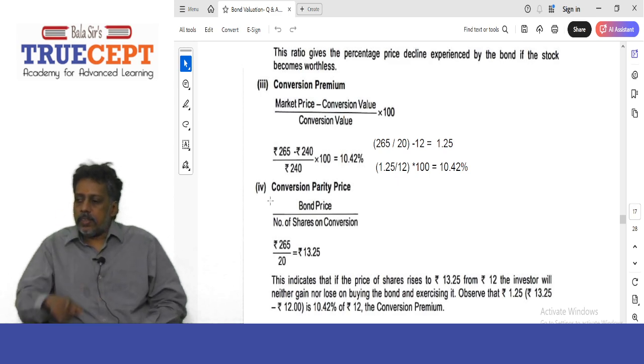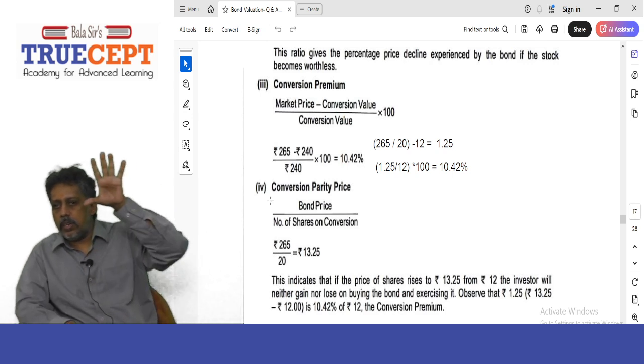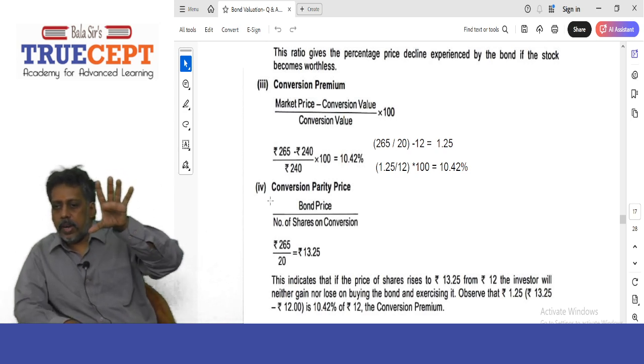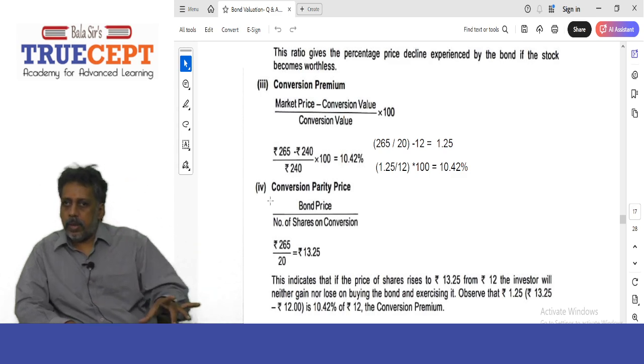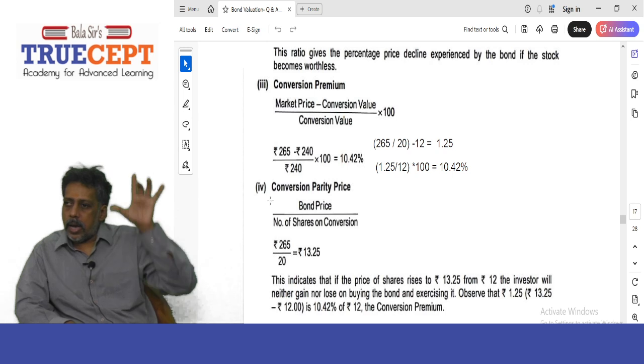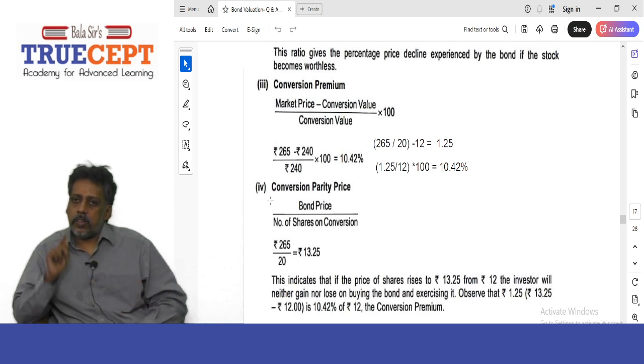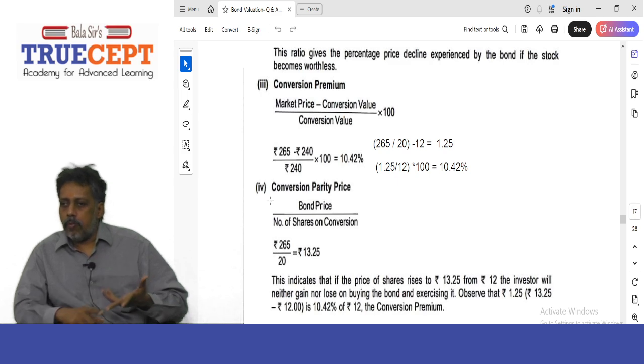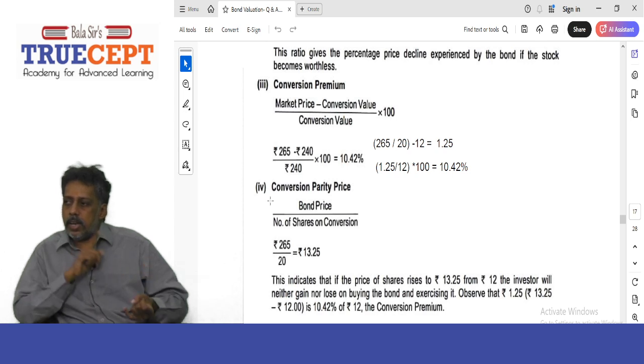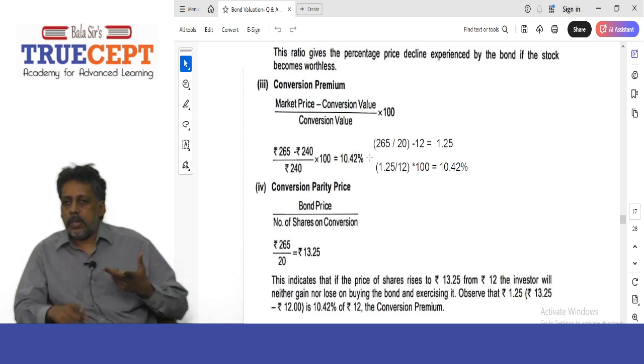But always find even the percentage even though it is not asked for. So 1.25, the conversion premium, divided by market price of one equity share, rupees 12, into 100. You get 10.42%. Is that fine? Yes, sir. Follow this solution, guys, and don't follow the printed solution out there.